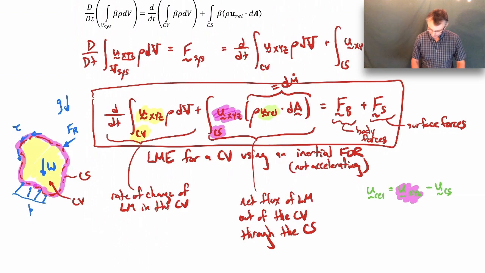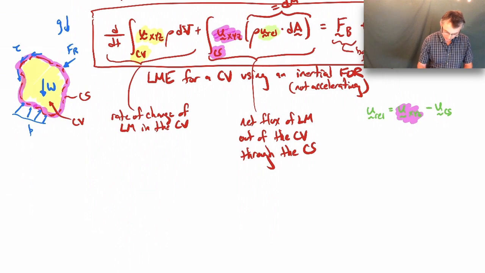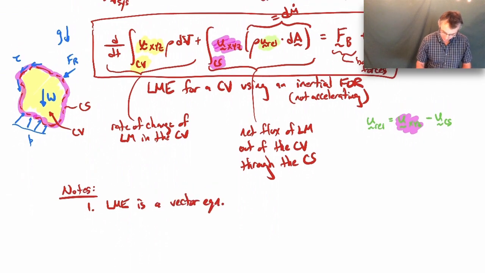All right, very good. A few notes that I want to make regarding the use of the linear momentum equation. First of all, it's a vector equation. If you'll notice in the equation, each term is a vector. In the first one, the velocity is a vector. In the second term, there's another velocity, that's a vector. Now the u_r dot dA becomes a scalar because of the dot product, so we don't have to worry about that. But you still have the vector of the velocity at the control surface. And of course, body forces and surface forces are vectors.